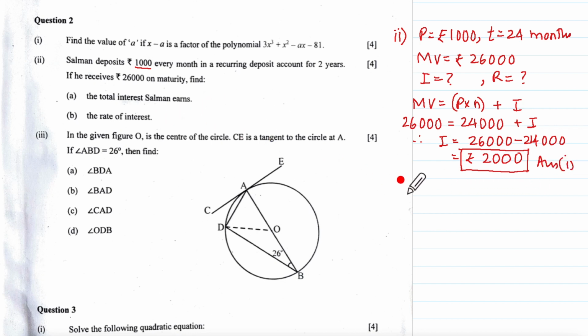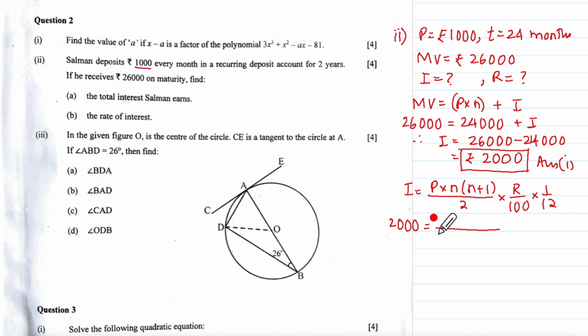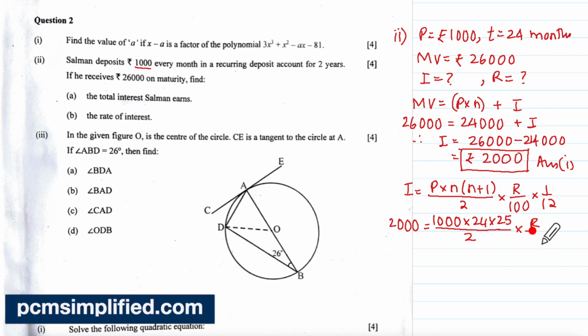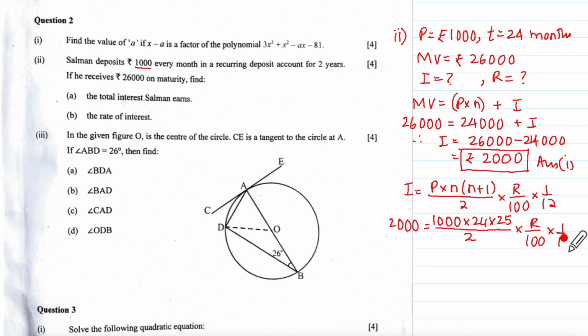Now, in order to find the rate of interest, we could just use the interest formula, that will be P into n into n plus 1 upon 2 into R upon 100 into 1 upon 12. So interest is 2000, and that is equal to, P means 1000, into 24 is the number of months, into 24 plus 1 means 25 upon 2, into R upon 100 into 1 upon 12.